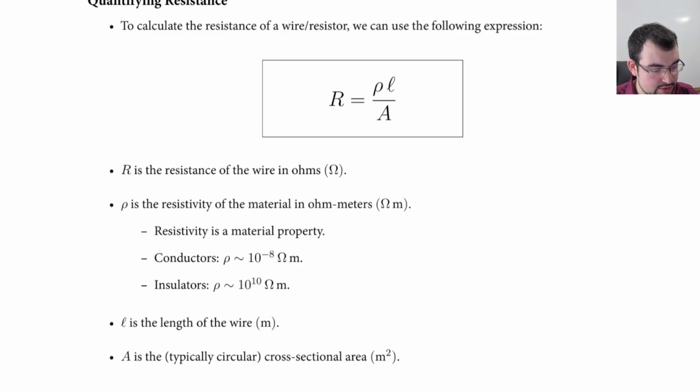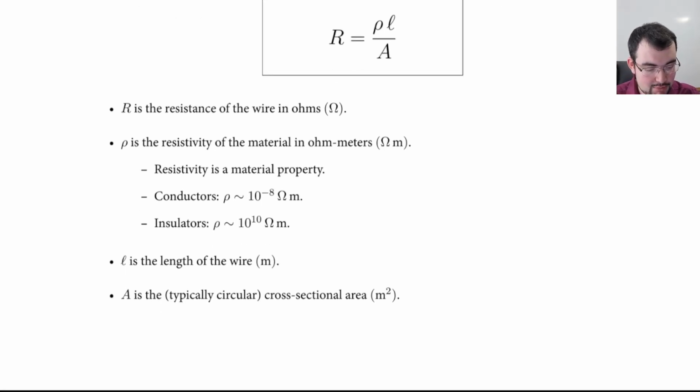Length is meters, area is meters squared. So to get everything to work out, resistivity is ohm meters. There's not a great way of interpreting this unit, but we should note that resistivity is a huge range. For conductors, we can get resistivities of 10 to the minus 8 ohm meters, but for insulators, we can get like 10 to the 10th. So there's a huge range of these.